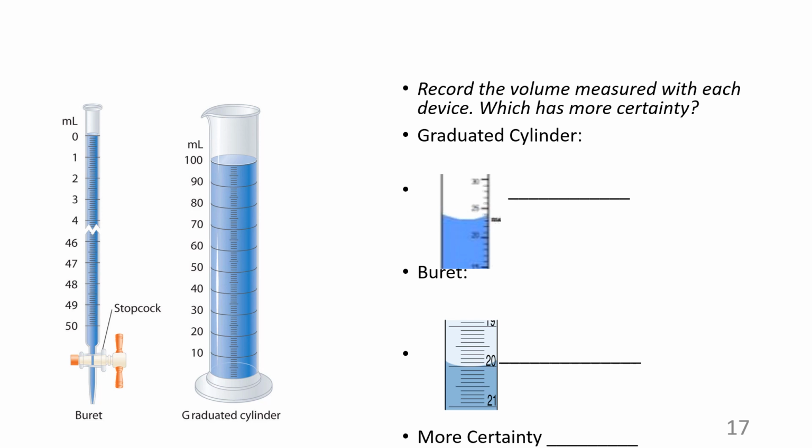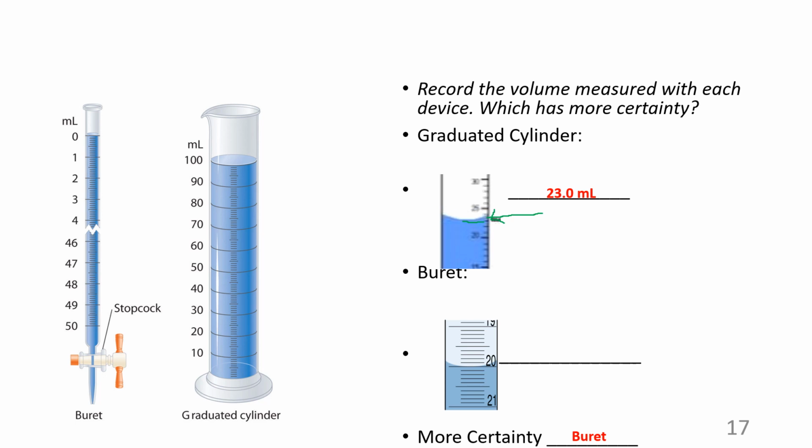Okay, so on the left we have a burette and on the right we have a graduated cylinder. We need to record the volume on each and decide which device has more certainty. Let's start with the graduated cylinder. What is the volume of liquid that the graduated cylinder contains? Well, we see that the meniscus is sitting almost directly on the 23 mL line. And so we would estimate it at about 23.0 since it seems to be sitting right on the 23 line.